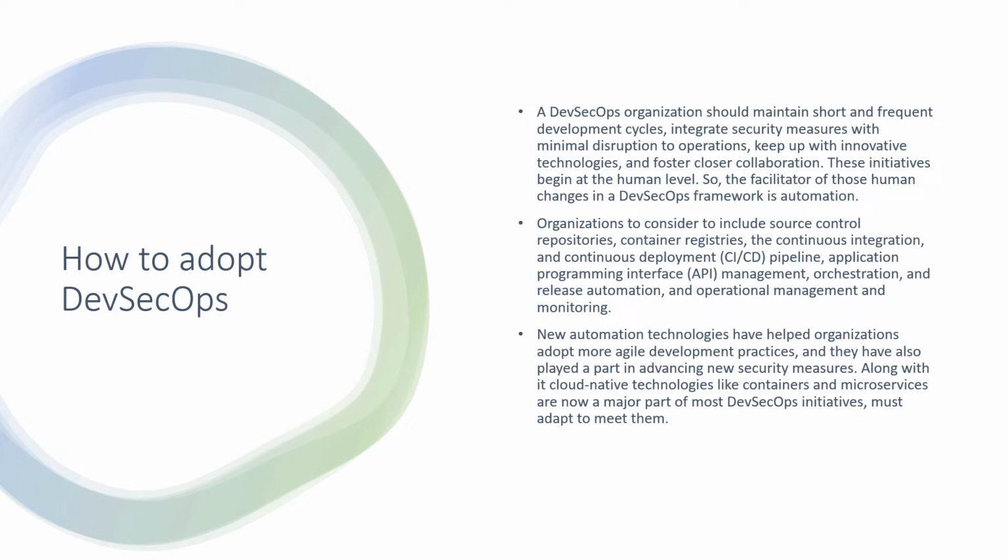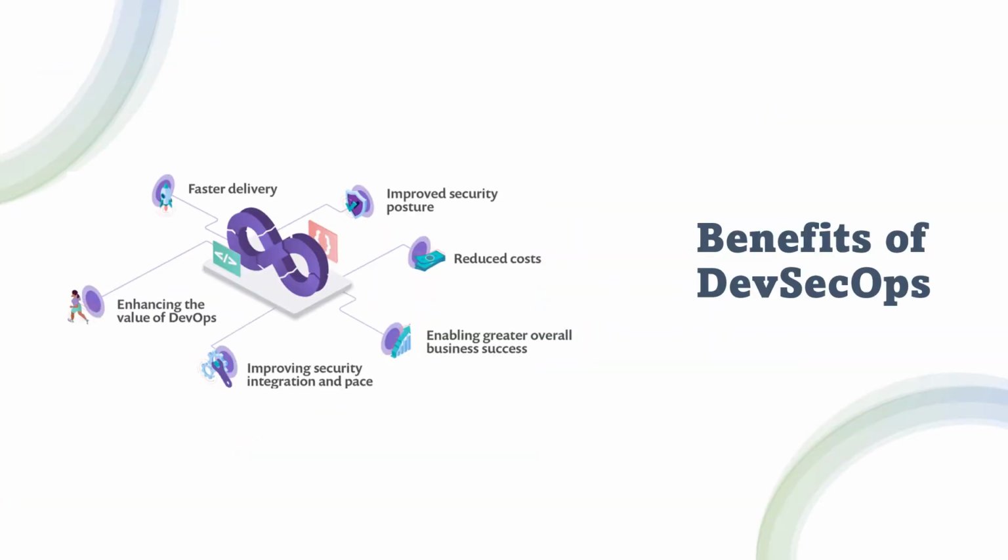Organizations should consider including source control repositories, container registries, the continuous integration and continuous deployment CI/CD pipeline, application programming interface, API management, orchestration and release automation, and operational management and monitoring. New automation technologies have helped organizations adopt more agile development practices, and they have also played a part in advancing new security measures. Along with it, cloud-native technologies like containers and microservices are now a major part of most DevSecOps initiatives. What are the benefits?